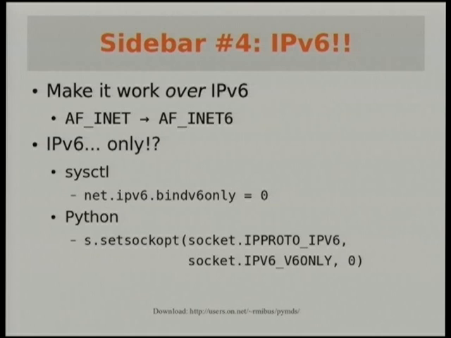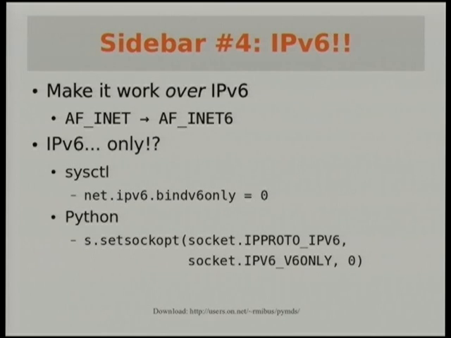But it was IPv6 only on some machines. So it turns out there's this sysctl called net.ipv6.bindv6only. And on some distros, on some versions, the default's 0, and on some distros and some versions, the default's 1. And on some operating systems, you can't change it at all. And if you're not root, you can't change it at all.